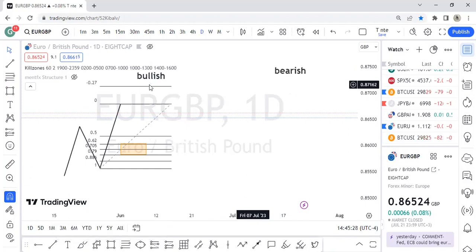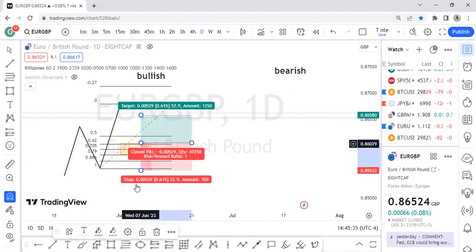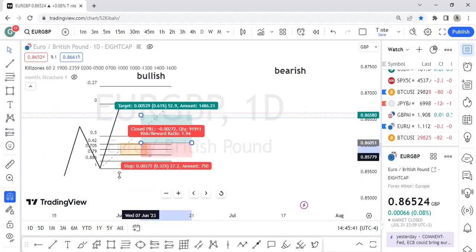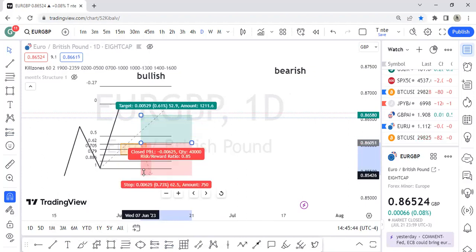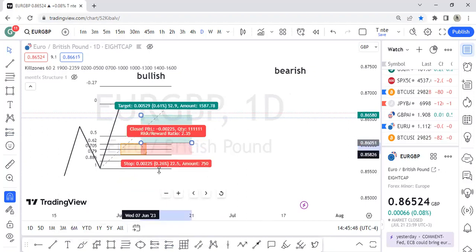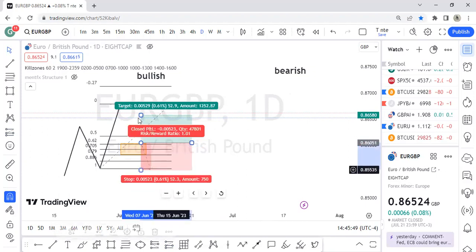So now, when you see this, you simply do what? You place your limits at the 60% level. Stop loss should be where? Below the 100. Very easy model. It's not difficult. Just a very easy entry model, right? And then your take profit should be where? At this minus 0.27 level.